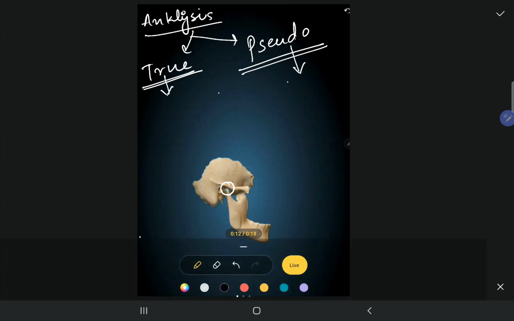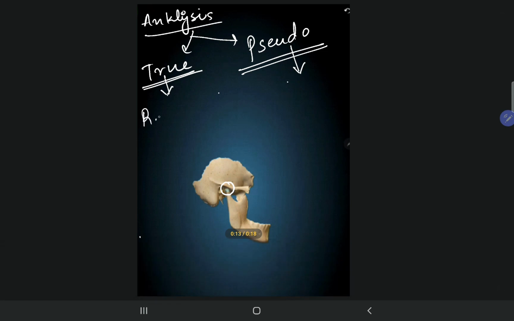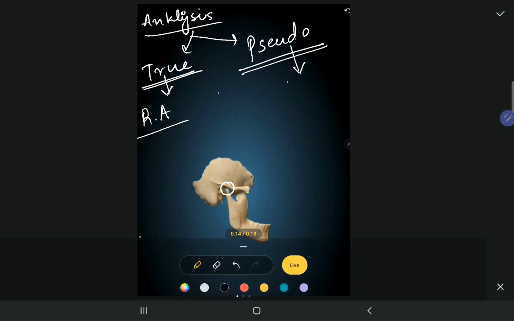If it is true ankylosis, that means the union is bony. That is usually because of trauma, especially in children. It can be due to inflammation also, in conditions like rheumatoid arthritis. Whenever there is a condition involving inflammation of the joint, it can be Still's disease, ankylosing spondylitis, or Marie-Strümpell disease, or sometimes psoriatic arthritis. It can be due to some post-operative complication after oral surgery. Say after temporomandibular joint surgery, there can be union occurring between the glenoid fossa and the condylar head.